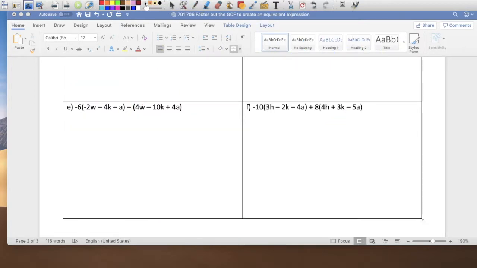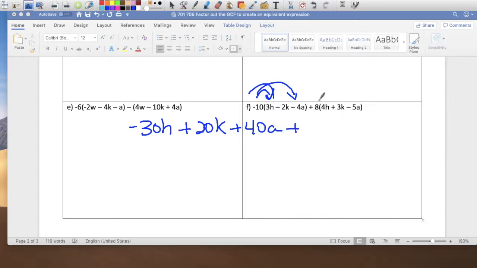Last question. It's negative 30H, positive 20K, positive 48. Plus, this is positive 32H, positive 24K, positive and negative is negative 48. That's it. So, can I combine like terms? I can.